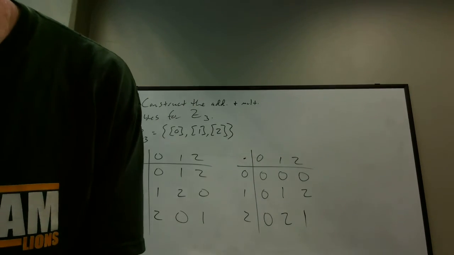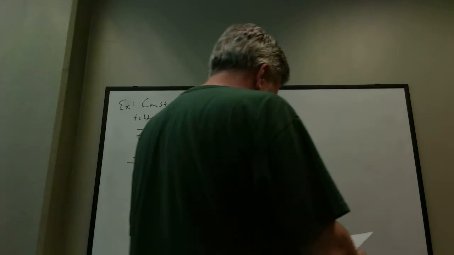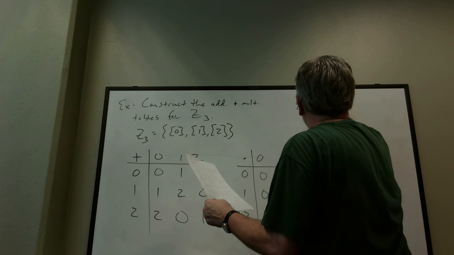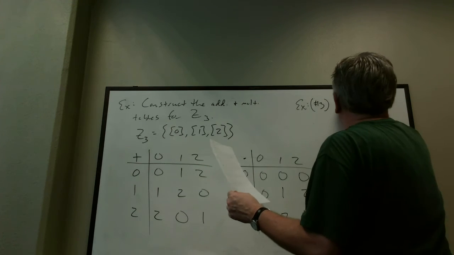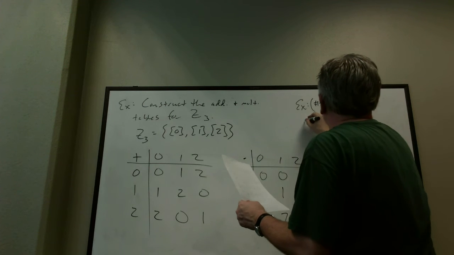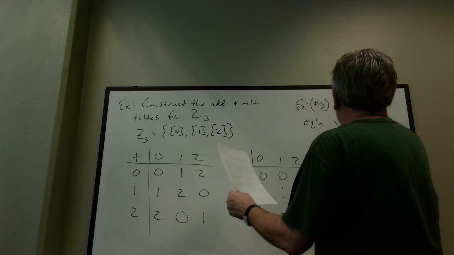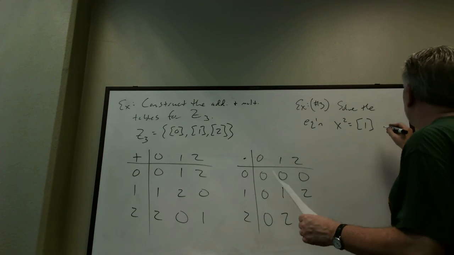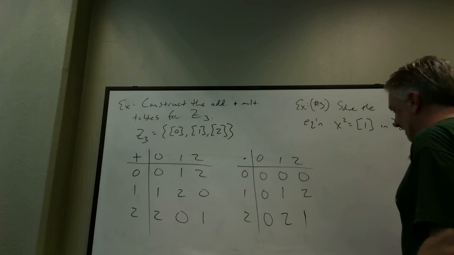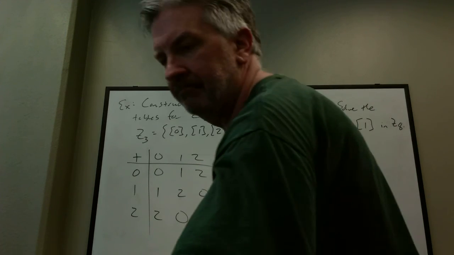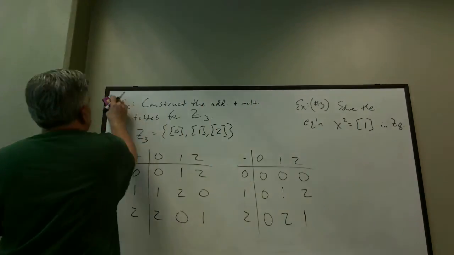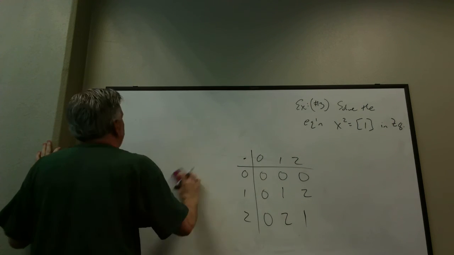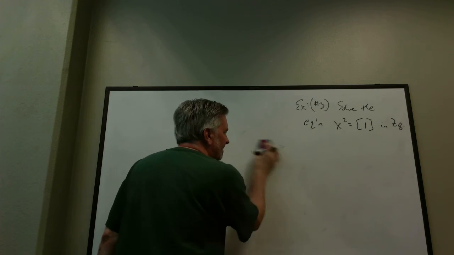Theorem 2.7. Okay, so as a last example here, this is number 3 in the homework set. It says solve the equation x squared equals the class of 1. Again, I'm perfectly happy if you leave off the brackets. In Z8. All right, so we're working modulo 8.